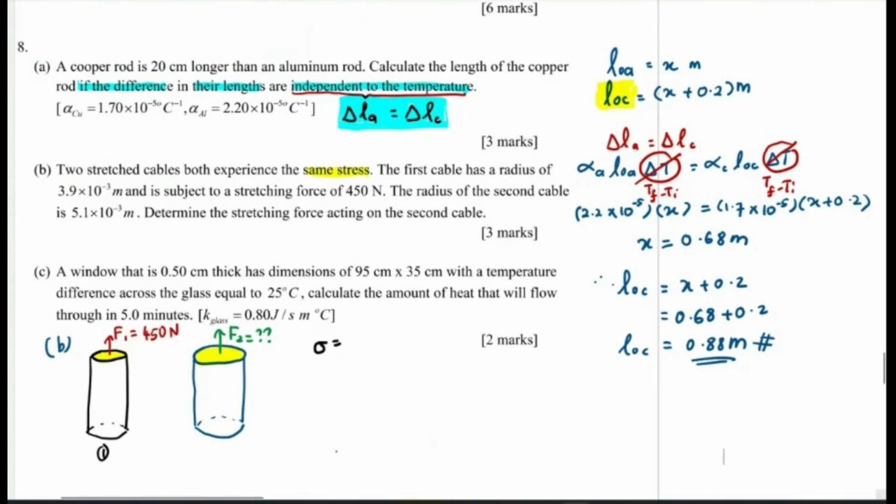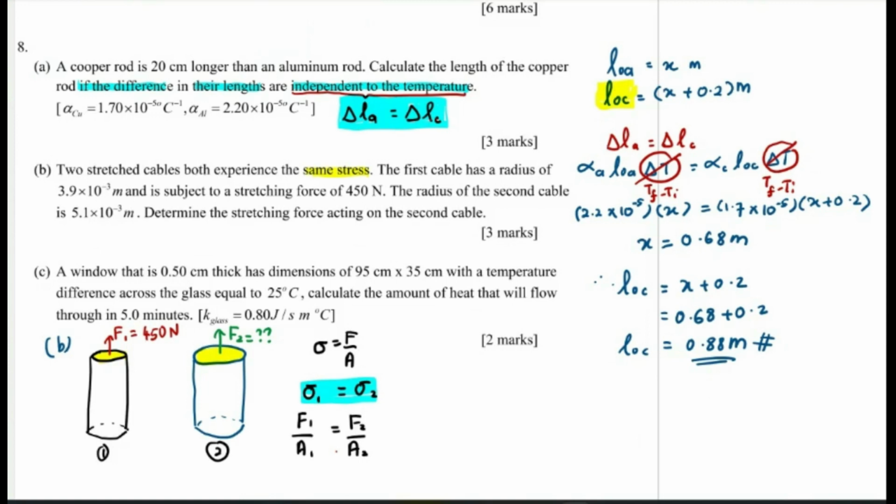F over A. Okay. So jadi condition dia bagi sekarang stress untuk wire 1 sama dengan stress for second wire. Okay, so you can use this equation. Make sure you calculate what is the cross-sectional area based on the value of the radius that given in the question. Okay, so F1 over A1 equal to F2 over A2.